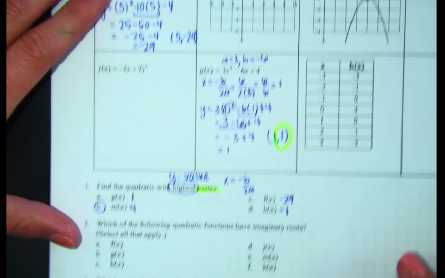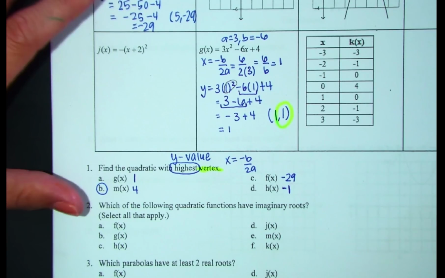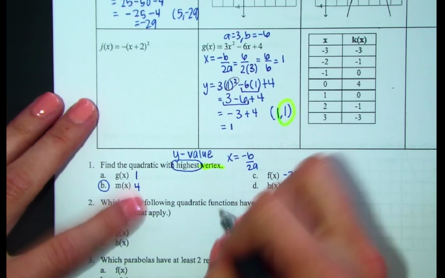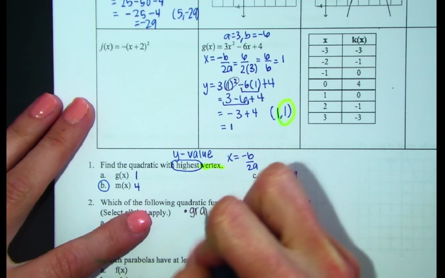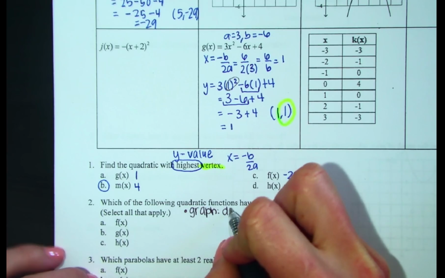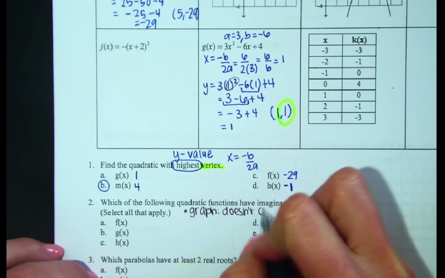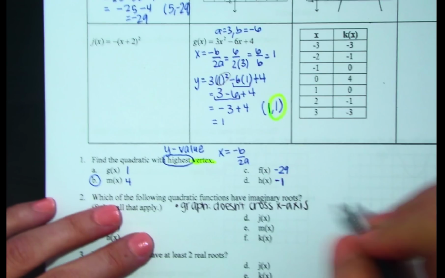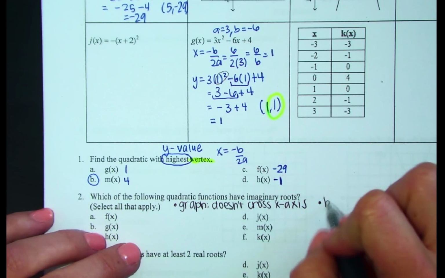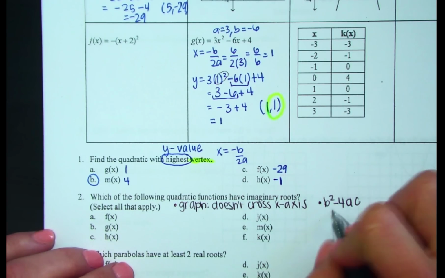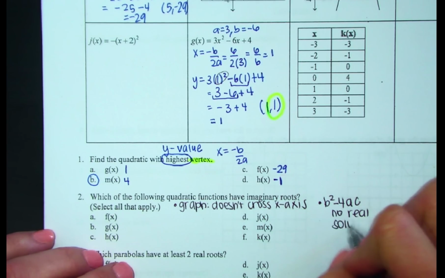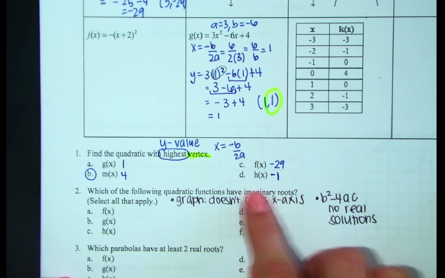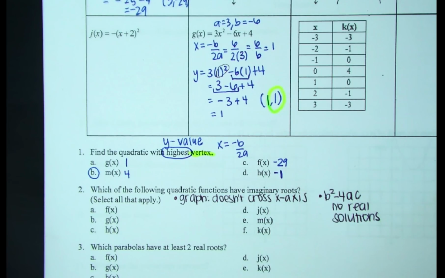Okay, number 2 is asking which of the quadratic functions has imaginary roots. So what that actually means is that if we have imaginary roots, it means on a graph, the graph does not cross the x-axis. It also means in terms of algebraically, using the discriminant, that there are no real solutions. Okay, so no real solutions means it will have imaginary solutions and doesn't cross the x-axis.